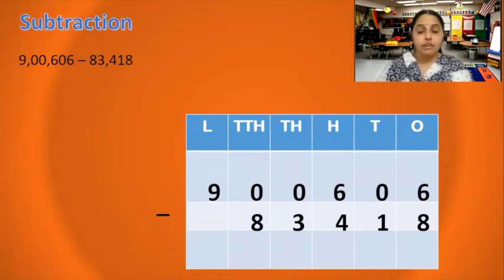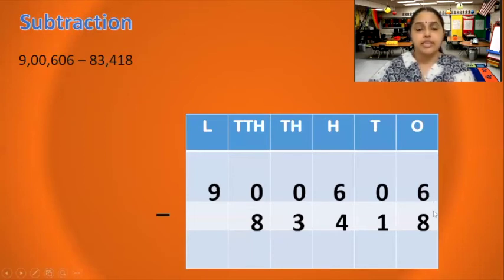And from which place will we start subtracting? Always from the ones place. Always from the ones place. If you do all this correctly, you will never make mistakes in subtraction. Now let us go to the ones place.